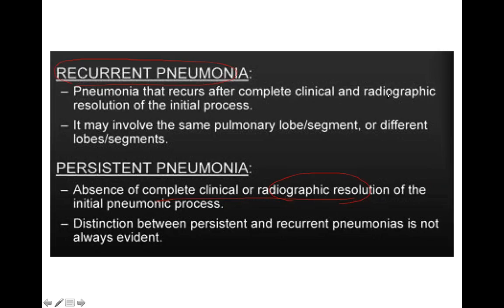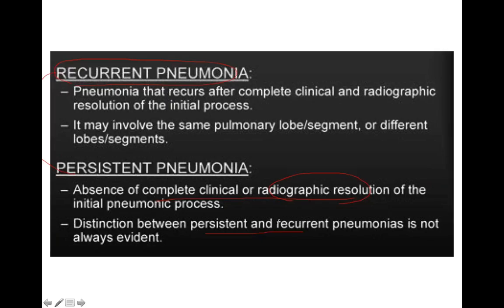Sometimes it becomes difficult to differentiate between recurrent pneumonia and persistent pneumonia. So the distinction between these two may not be evident many times. There is significant overlap between these two, and demarcation is not evident clinically many times. Pneumonia occurring in the same location again and again is recurrent pneumonia.